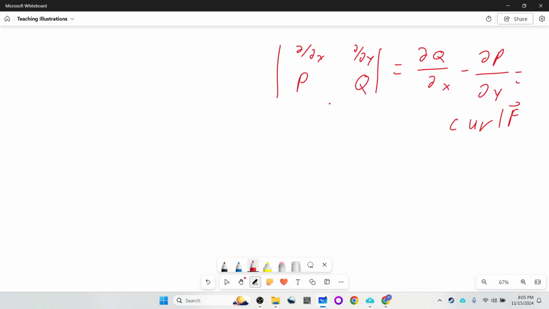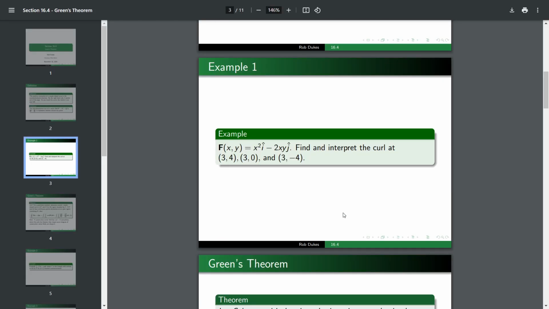So let's do an example or two of calculating the curl. So let's take this field, x squared i minus 2xy j. Let's find and interpret the curl at (3, 4), (3, 0), and (3, -4). All right. So let's draw a picture here.